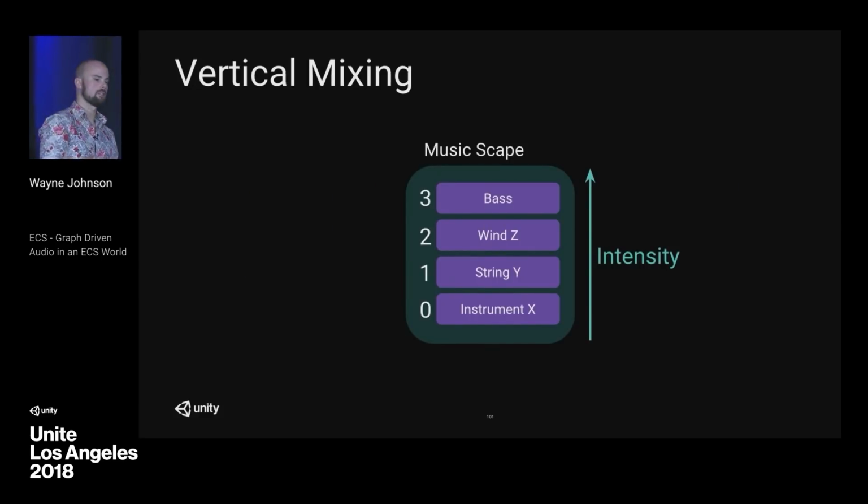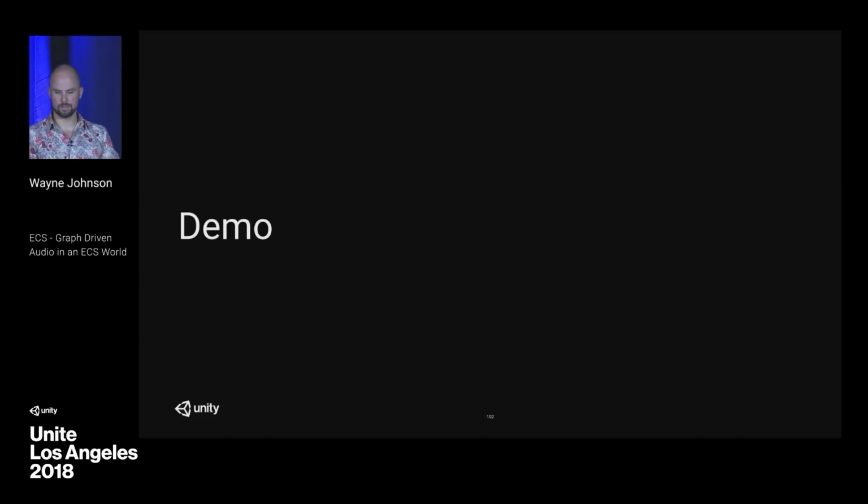And the vertical mixing, basically we had a whole bunch of different instruments that we assigned to the different intensity levels, and as we increased the intensity, we just brought in different instruments so that we could increase the energy. It's a really cool way of having a very dynamic music system. So, another demo.